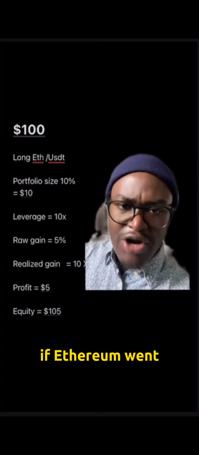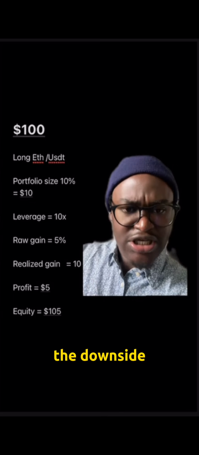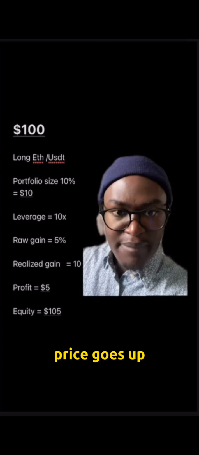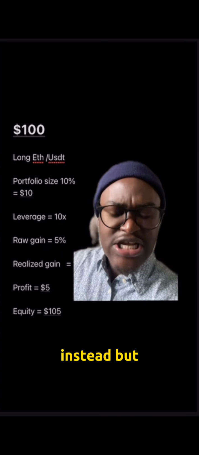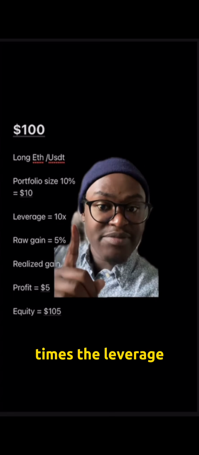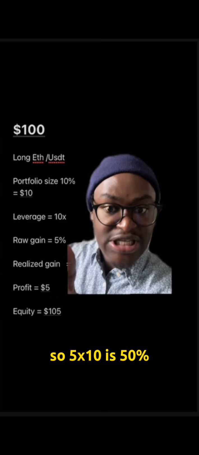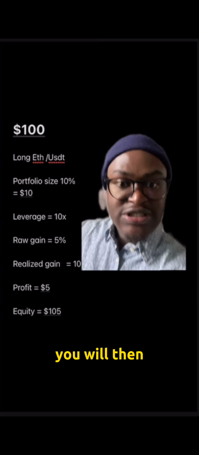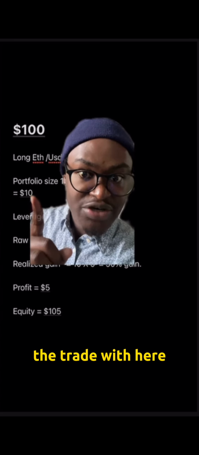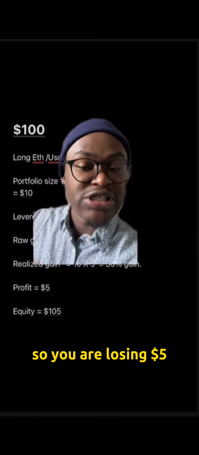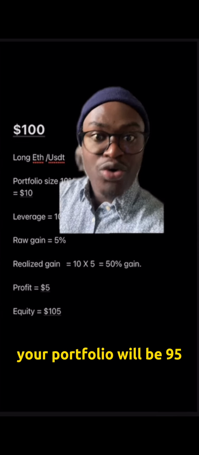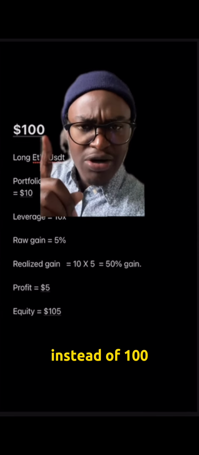On the other hand, if Ethereum went to the downside, in the longing sense, you were hoping that the price goes up. You were betting that the price goes up, but the price went to the downside instead. And it went down by 5%. So you take 5% times the leverage, which is 10. So 5 times 10 is 50%. You will then take that 50% and subtract it from your initial capital that you entered the trade with here, which is $10. So you are losing $5 on this trade. The remaining amount in your portfolio will be $95 instead of $100.